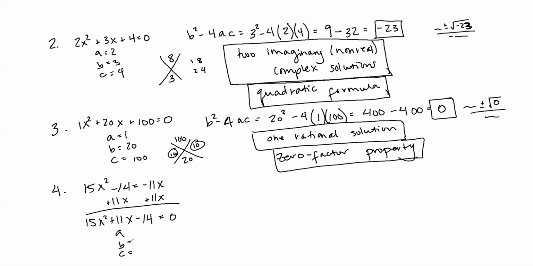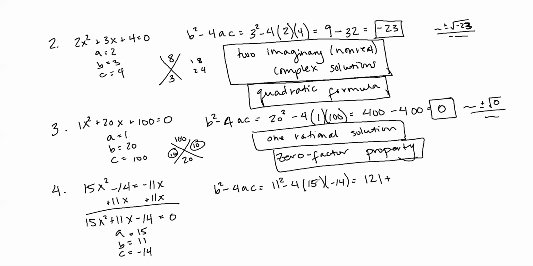Now let's go ahead and find A, B, and C, so we can find the discriminant. So it's 15, 11, and negative 14. So we have B squared minus 4AC. B squared, we're going to have 11 squared minus 4 times A, which is 15, times C, which is negative 14. Now, these numbers are a little bit bigger, so sometimes you might have to do some multiplication off to the side. 11 squared is 121. We have two negatives, which make a positive.